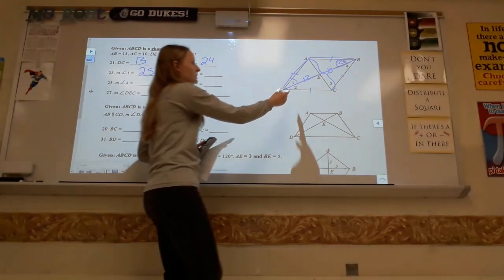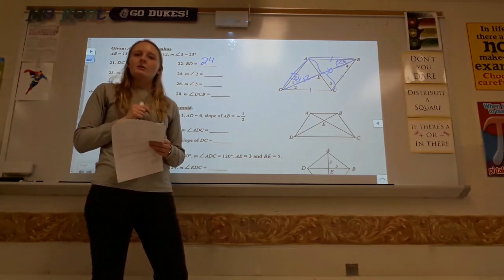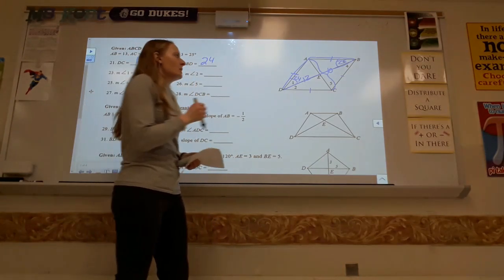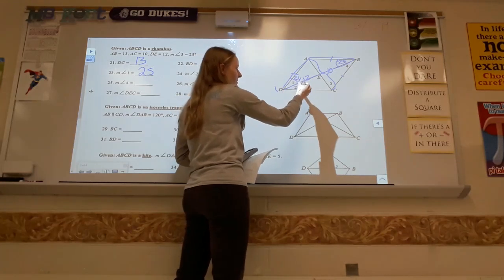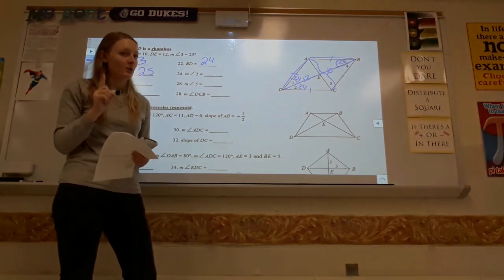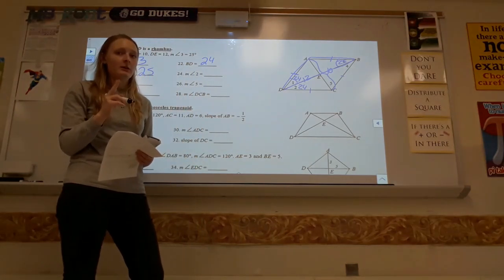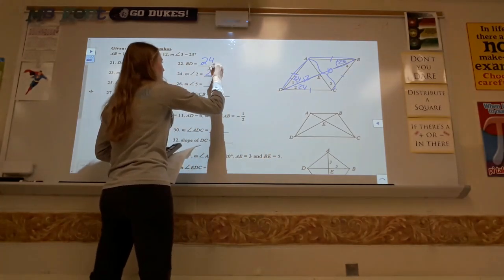I'm now trying to find angle 2. Another property of the rhombus that's unique to the rhombus is that the diagonal bisects the angles. So if this is 24 and this is cutting the full angle in half, that means this has to be 24 as well. Right? That's one of the properties of a rhombus, not a rectangle, not just any random parallelogram, a rhombus. So these are both equal, so that's 24.